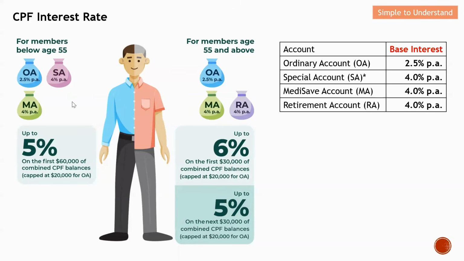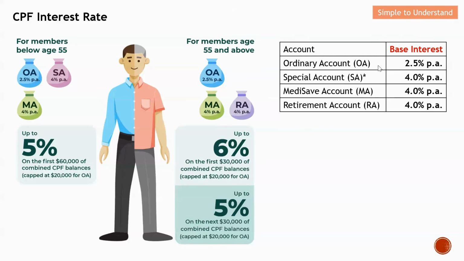This diagram here shows our interest rate from two tiers. One is before age 55, while the other is after age 55. Before the age of 55, we still have the SA account. As we approach 55 years old, the SA account will be closed and automatically we will be given a new account, which is the RA account. Let's take a look at the base interest, which means the lowest possible interest, for OA, SA, MA, and also RA.